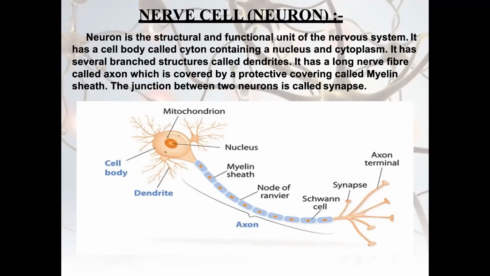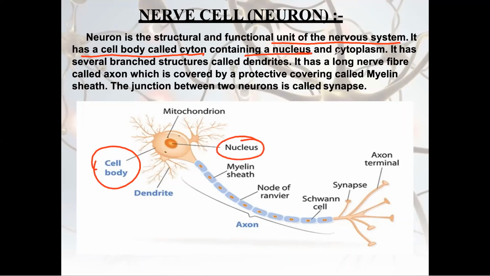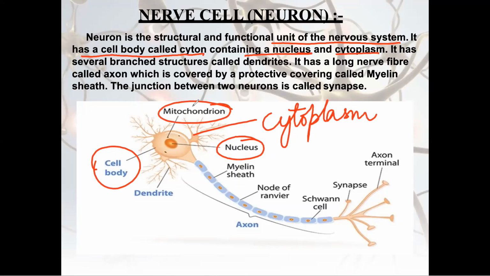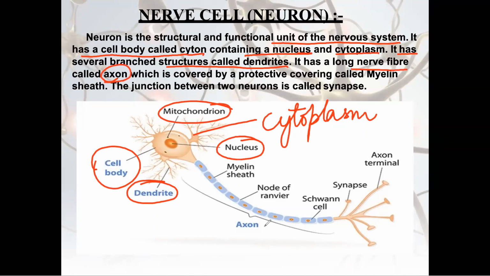The unit of the nervous system has a cell body called cyton. This is the cyton containing a nucleus and cytoplasm. The cytoplasm is rich in mitochondria because it needs a greater amount of energy. It has several branched structures called dendrites. Here is the dendrite. It has a long nerve fiber known as the axon. Here is the axon, which is covered by a protective covering known as the myelin sheath.